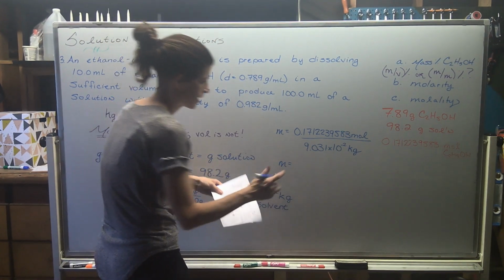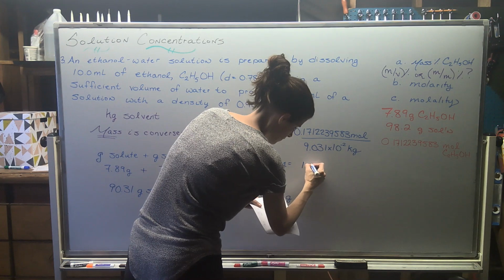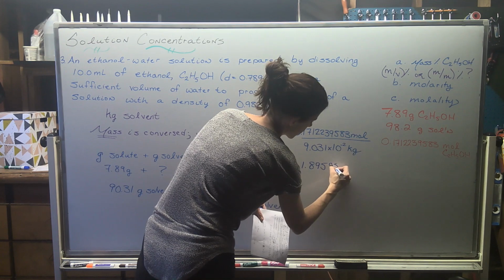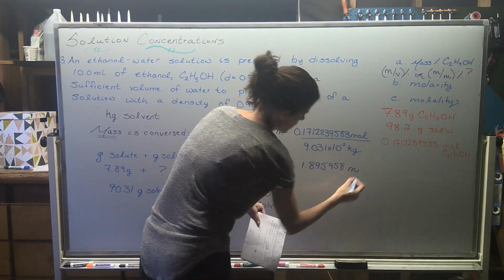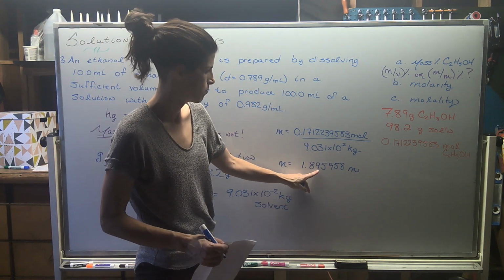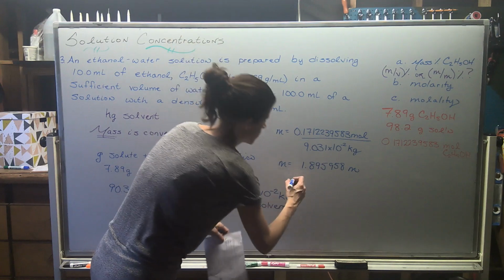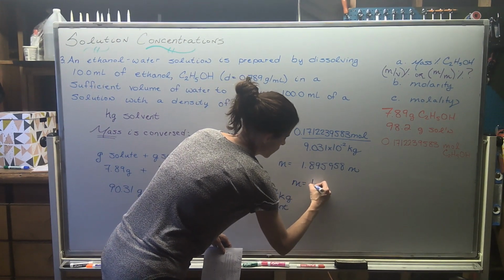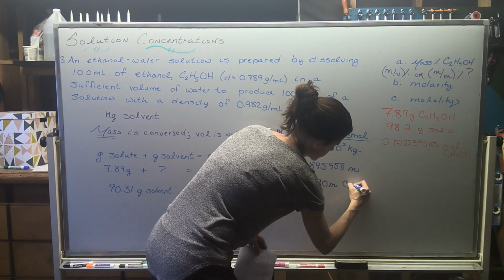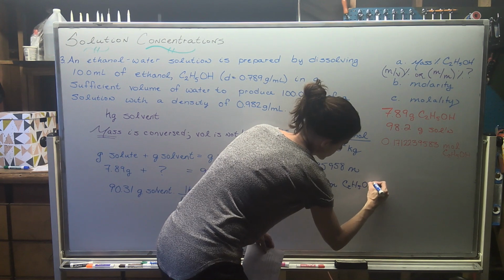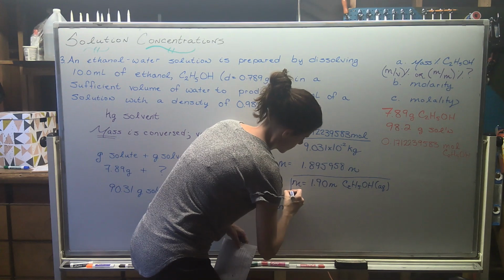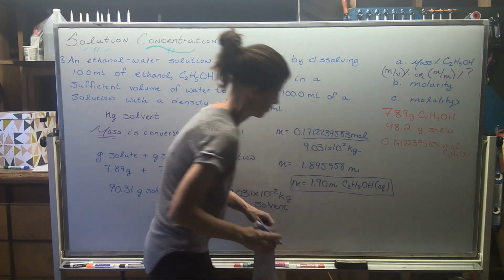And when I did that, I got 1.895958. And there's only 3 sig figs, so at the end of the day, I would bump up the 9 to 90, and I would say I have 1.90 molal of the aqueous ethanol.